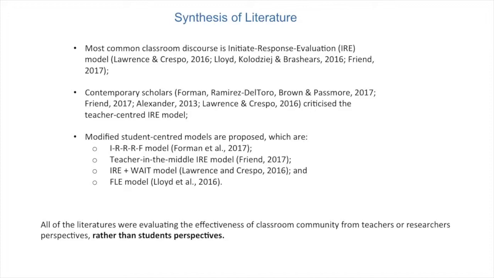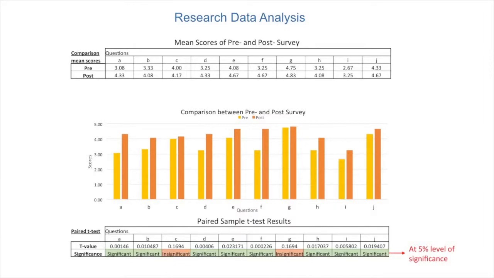In order to make the classroom discourse more effective, researchers proposed several modified versions of the IRE model. All of the new models are more student-centered. Also, in my literature review, there was little research that takes students' perspectives in evaluating the effectiveness of classroom community. The research questions are designed based on the literature reviews. They fall into 5 domains, which are effectiveness of discourse, motivation in participating in the discourse, level of understanding, functional role of classroom community, and the sense of belonging to the classroom.